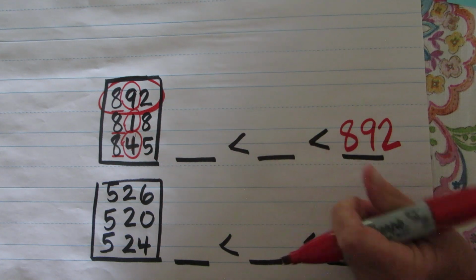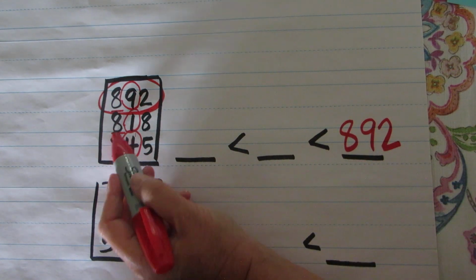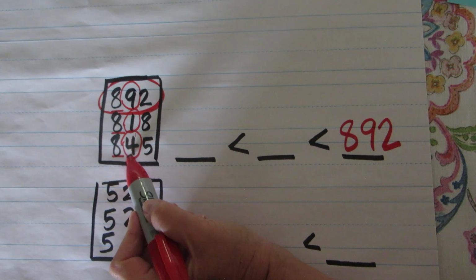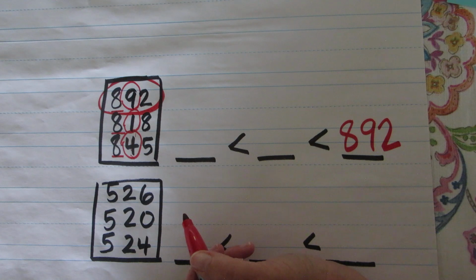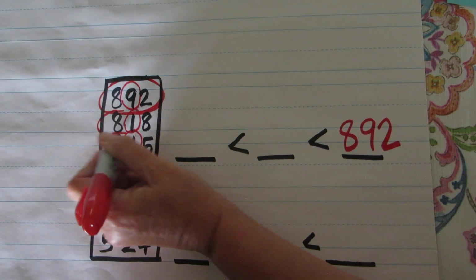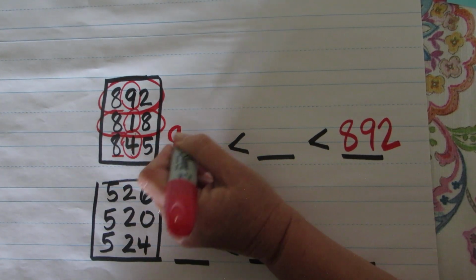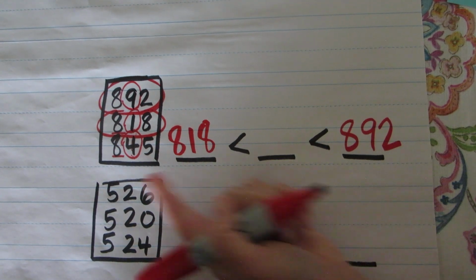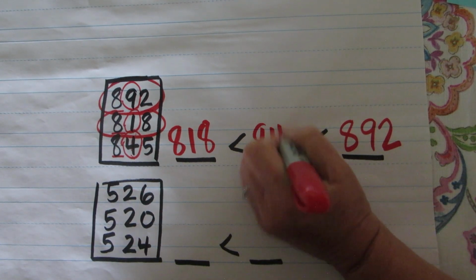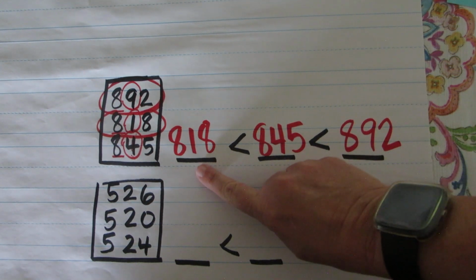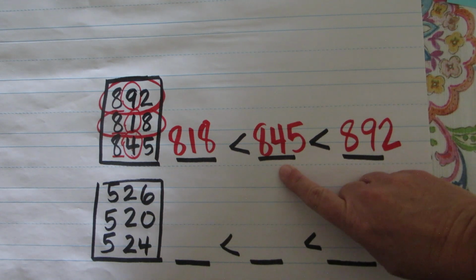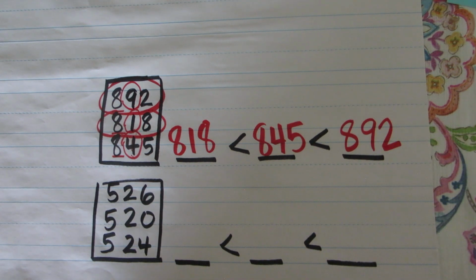Now I need to look here to find the smaller number. They both have an 8 in the hundreds place, so I'm going to be looking in that tens place value. Is 1 or 4 the lesser number? Great. Yep. 1 is the lesser number, so 818 belongs there. And then in the middle is going to be my leftover number, which is 845. So when I read my number sentence, 818 is less than 845, which is less than 892. So far, so good, but we're not going to stop there.